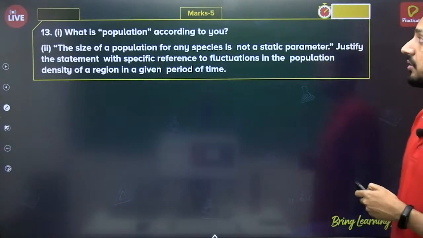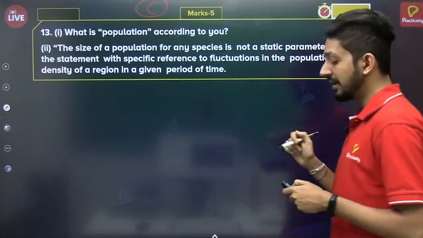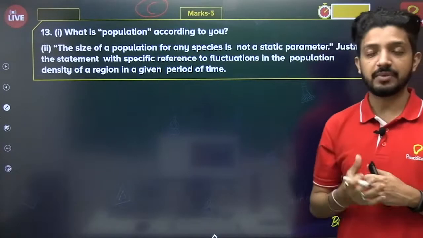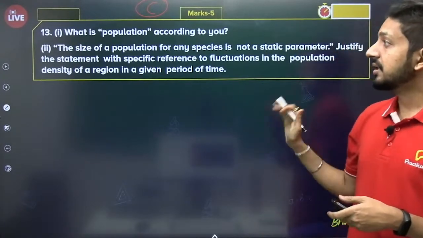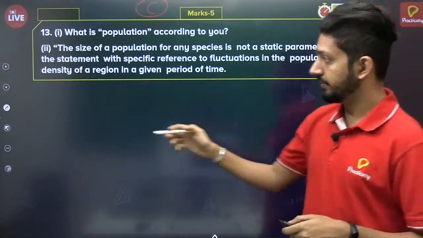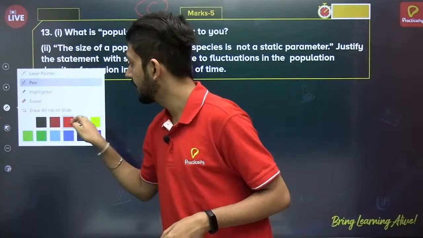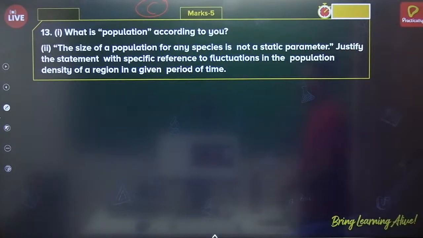Let's move on to Section C, and this is the last question, which is of 5 marks. Again, a very important section, a very scoring one. Here's the question: what is population according to you? The size of population for any species is not a static parameter. Justify the statement with specific reference to fluctuations in the population density of a region in a given period of time.